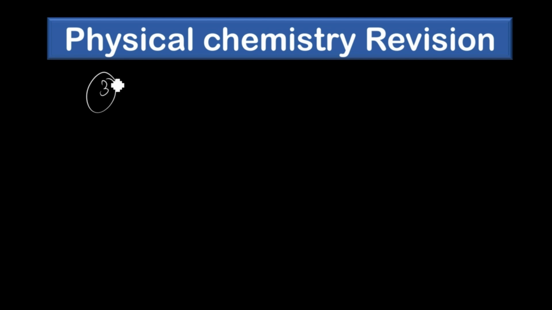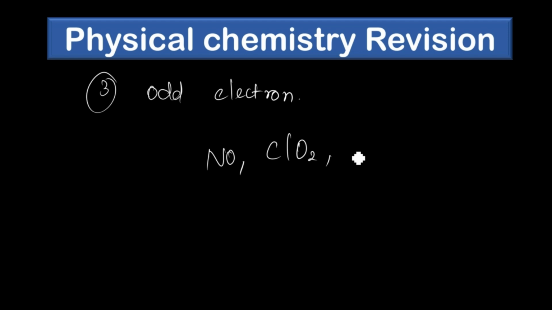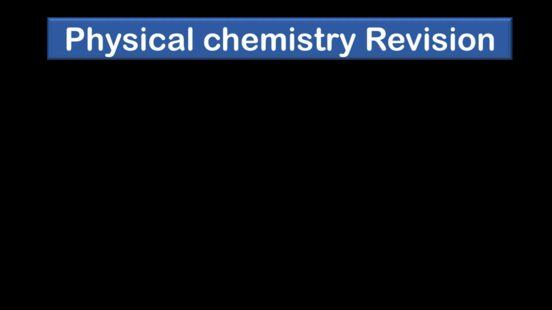Then the third one is the odd electron molecule, like NO, ClO2, NO2. These have an odd number of electrons in their valence shell. Okay, and helium, lithium, hydrogen never obey the octet rule either. Okay, so then we are moving to types of bonds.